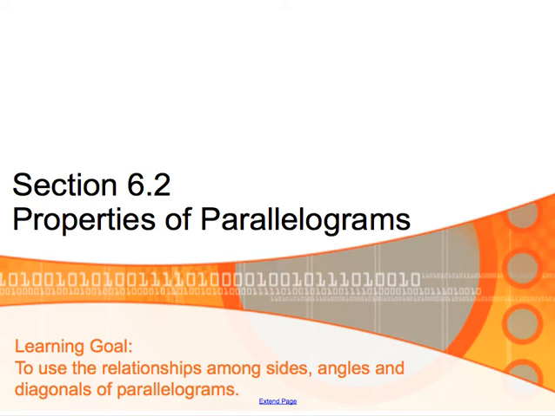Hi students, today we're going to cover section 6.2, properties of parallelograms. Our goal for the end of this lesson is to use the relationships among sides, angles, and diagonals of parallelograms. So before we get started today, one of the most important things is the definition of a parallelogram itself.